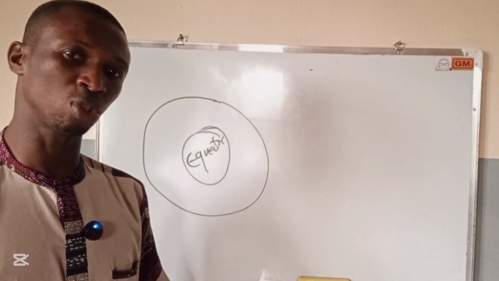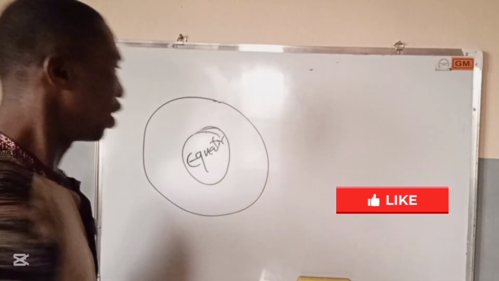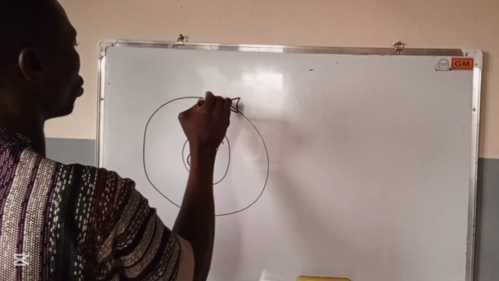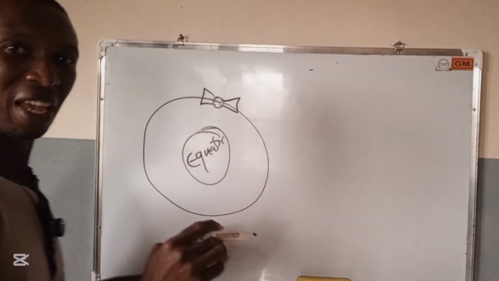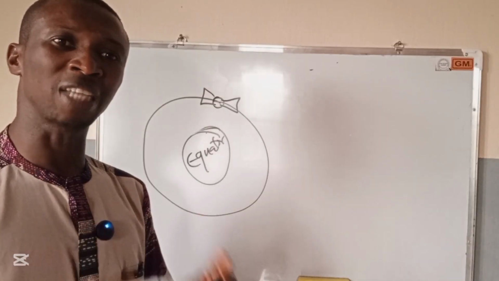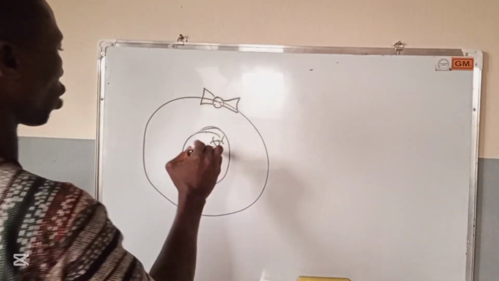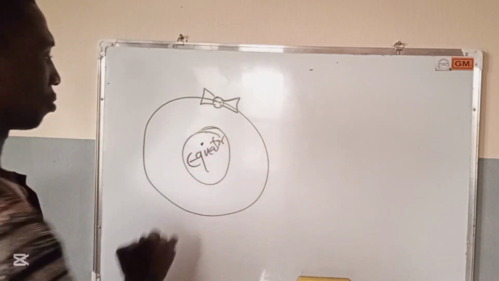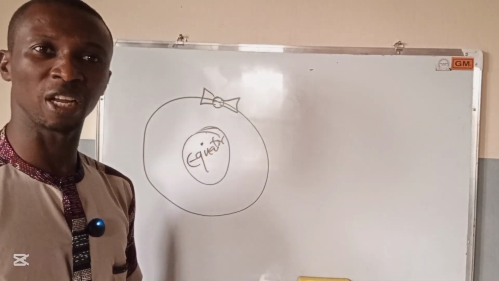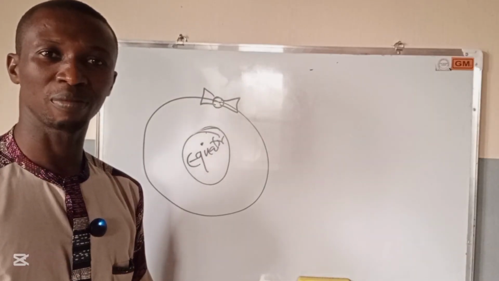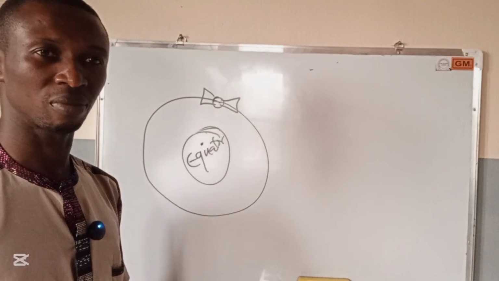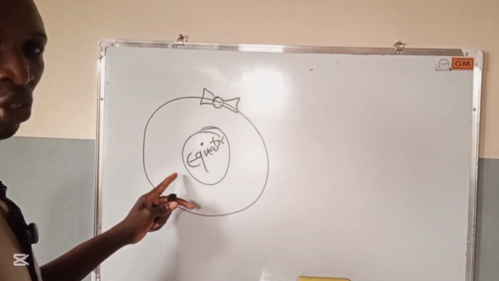Now, why is it called the geostationary orbit? It is called geostationary orbit because the satellites that are found on this orbit seem to be stationary relative to an observer here on Earth. An observer here on Earth sees this satellite as stationary. And what is that observer? Our satellite dishes are the observers. Now, why is this stationary?